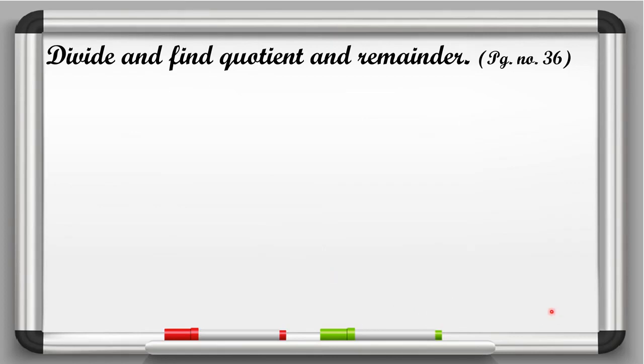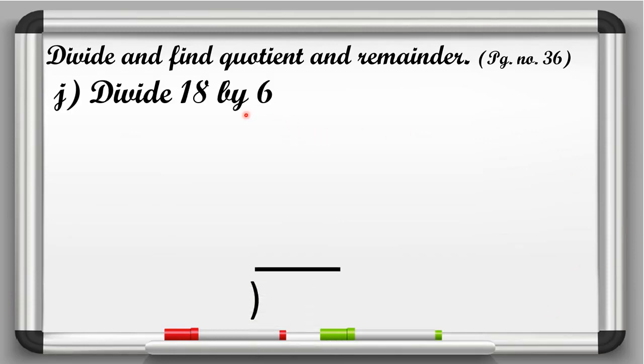Now, in next J part, divide 18 by 6. So here 18 is the dividend. So first of all we will write dividend here. Okay. And 6 is the divisor. So here we will write a 6 at the left side.